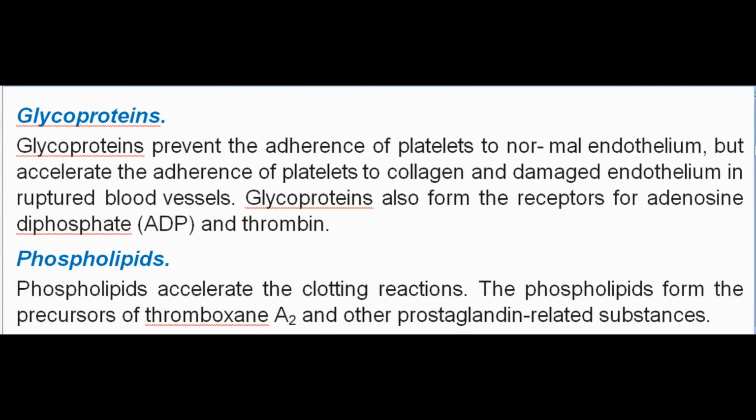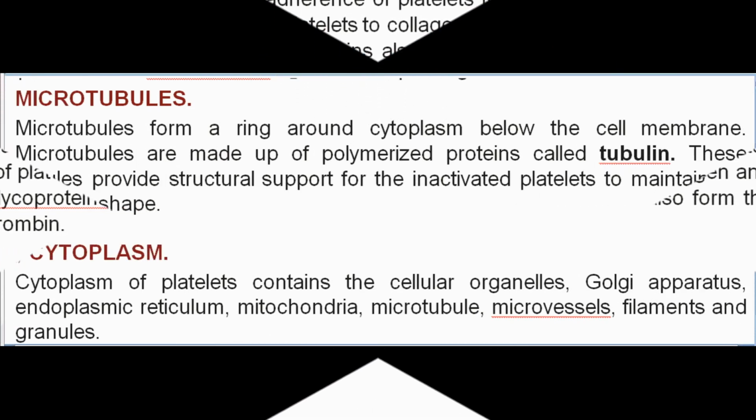Glycoproteins. Glycoproteins prevent the adherence of platelets to normal endothelium, but accelerate the adherence of platelets to collagen and damaged endothelium in ruptured blood vessels. Glycoproteins also form the receptors for adenosine diphosphate, ADP, and thrombin. Phospholipids. Phospholipids accelerate the clotting reactions. The phospholipids form the precursors of thromboxane A2 and other prostaglandin-related substances.